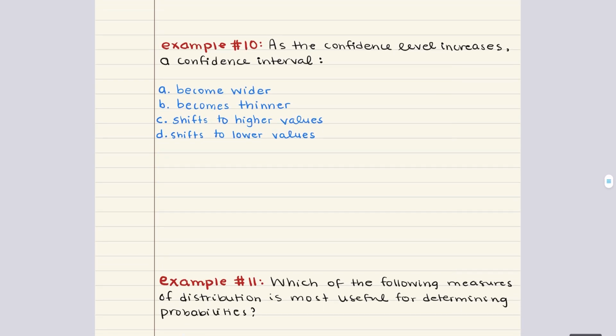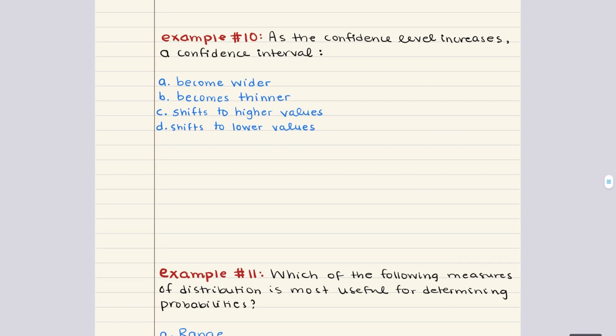Let's move on to problem 10. 10 says, as the confidence level increases, a confidence interval becomes blank. A says become wider, B says becomes thinner, C says shifts to higher values, and D says shifts to lower values. A confidence interval is a range of values that is likely to contain the true population parameter. The confidence level indicates how certain we are that the interval includes the true parameter. For example, a 95% confidence level means we are 95% confident that the interval contains the true value.